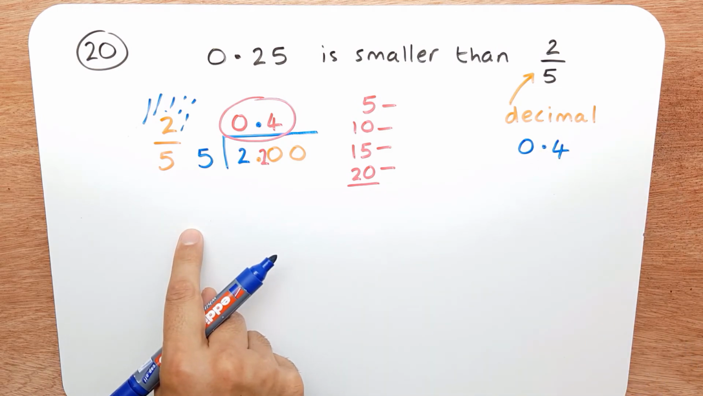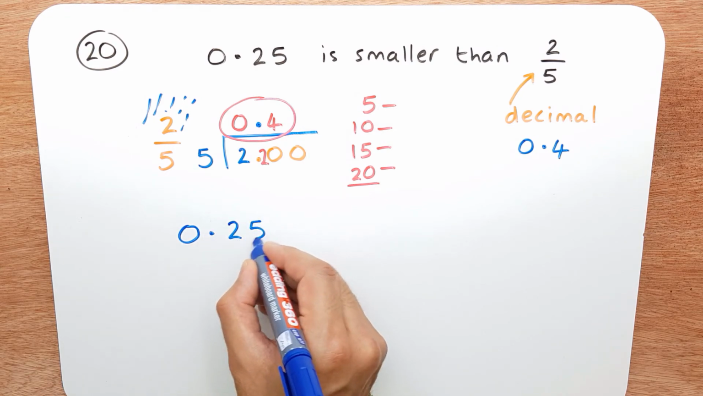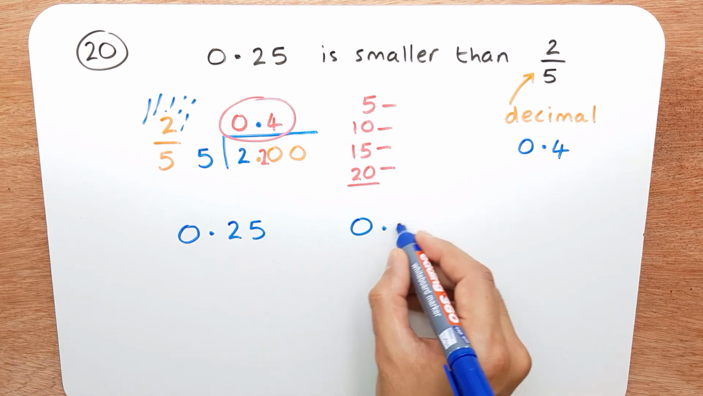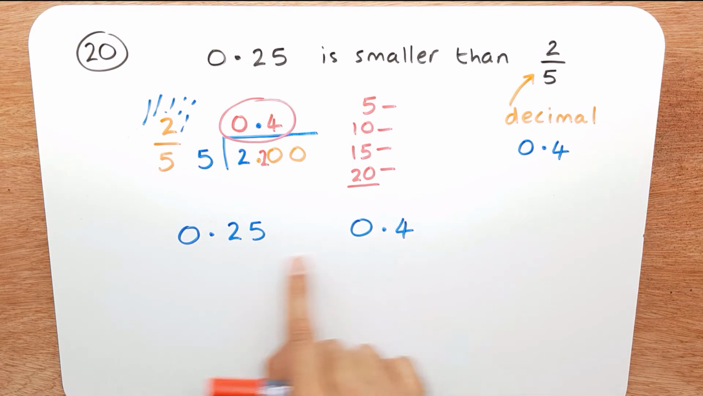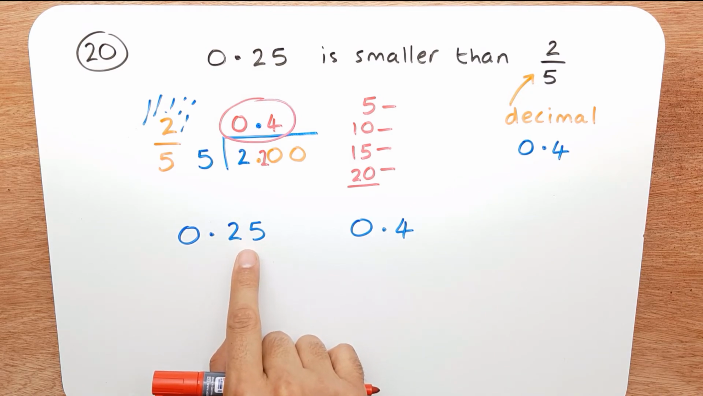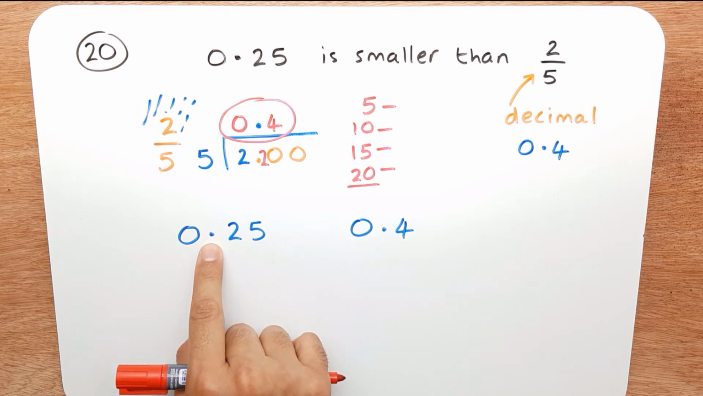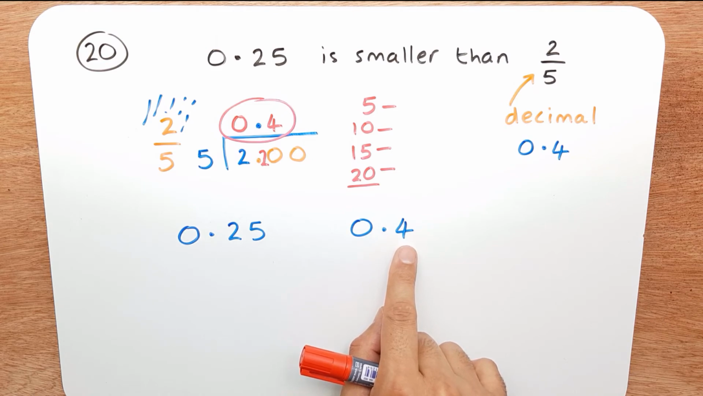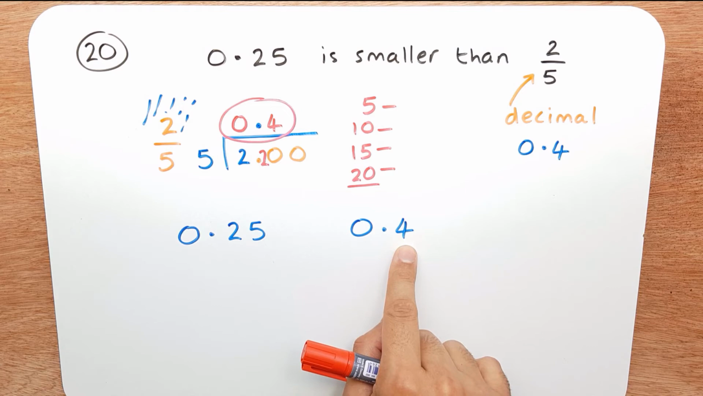Now I can try to compare the two. So let me write them two numbers down here. 0.25 and 0.4. Now be careful here. This has got one decimal place. This has got two decimal places. And this looks bigger. But if you notice, this has got 1, 2 decimal places after the decimal point. And this one has only got 1. So we need to make the same number of decimal places so we can compare them properly.